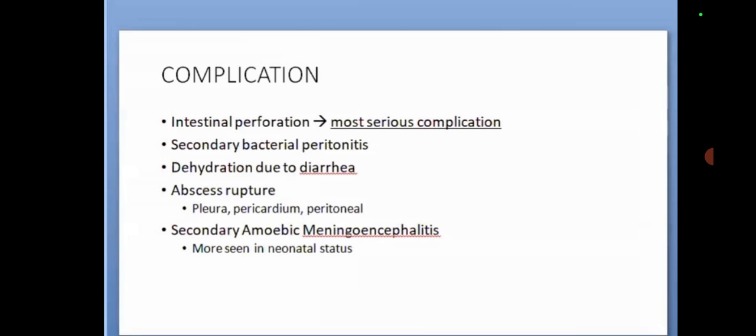Intestinal perforation is the most serious complication of amoebiasis. Others include secondary bacterial peritonitis and dehydration due to the diarrhea. It can also cause abscess rupture into the pleura, pericardium, and peritoneum. And secondary amoebic meningoencephalitis is more seen in the neonatal status.